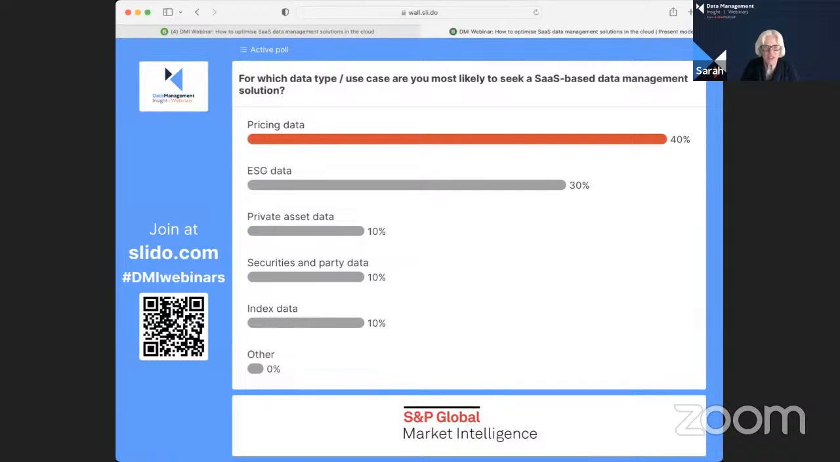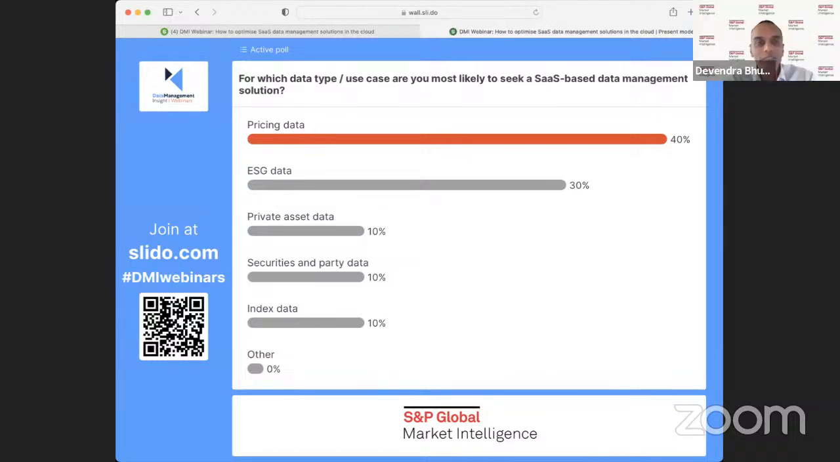ESG data coming in second. Deb, what do you think? Yeah, I would have expected ESG data to be at the top just because it's the subject of the moment, and with the ever increasing regulations, the data sets exploding. But it's interesting for pricing data. And I suspect a lot of that, again, because of the historical nature of pricing, the volumes there, I can see why that could be number one.